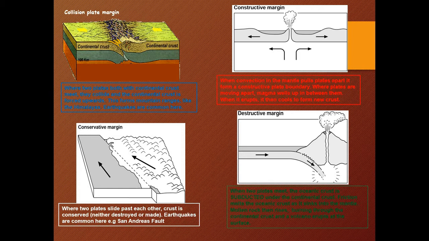When two plates meet, the oceanic crust is subducted. That was our keyword we looked at earlier, under the continental crust. Friction melts the oceanic crust as it sinks into the mantle. Molten rock then rises, burning through the continental crust, and a volcano erupts at the surface. Double check your work to these four points. Make sure you've got every bit of detail and you've got the location and what direction the plates are moving.